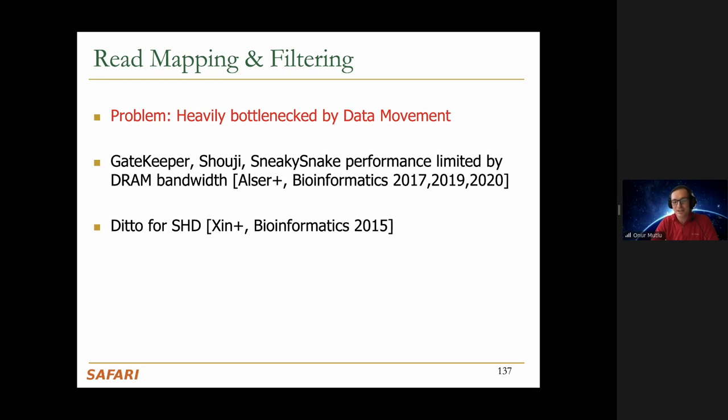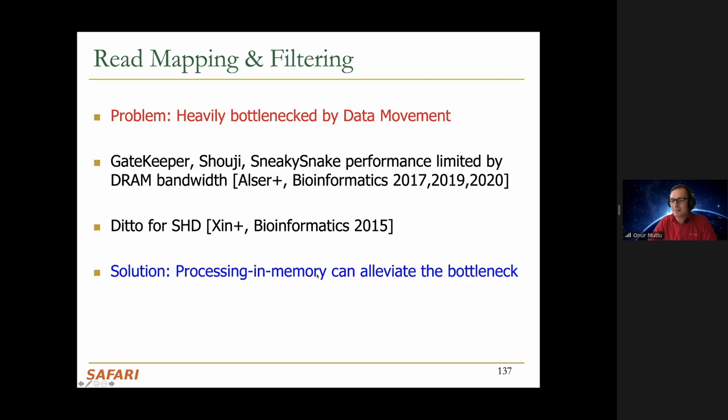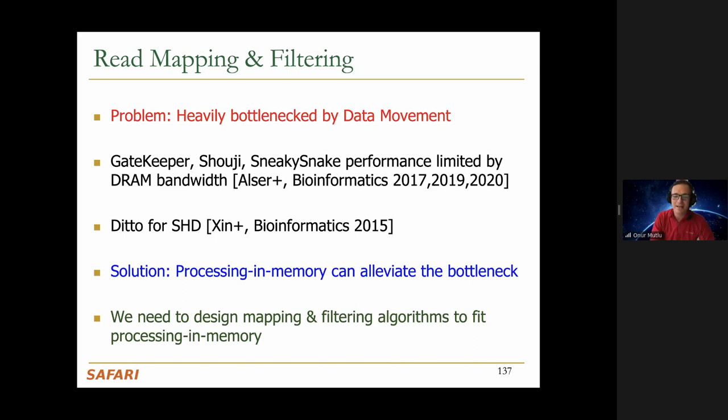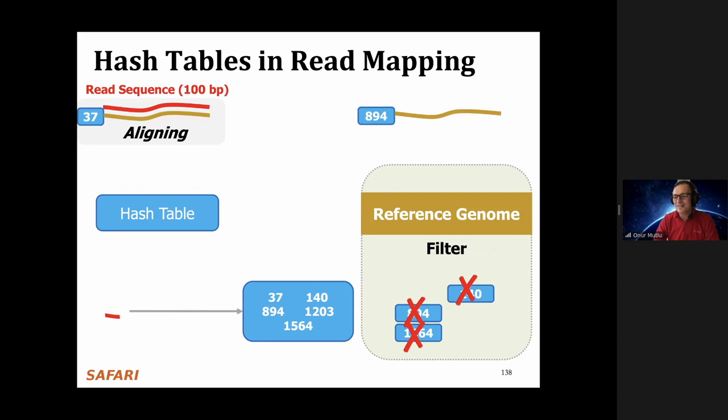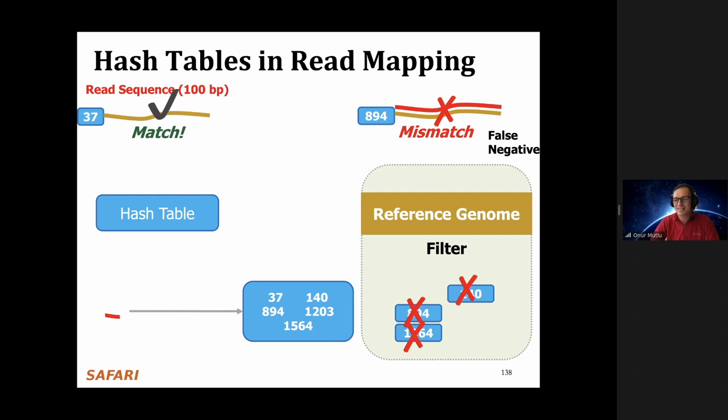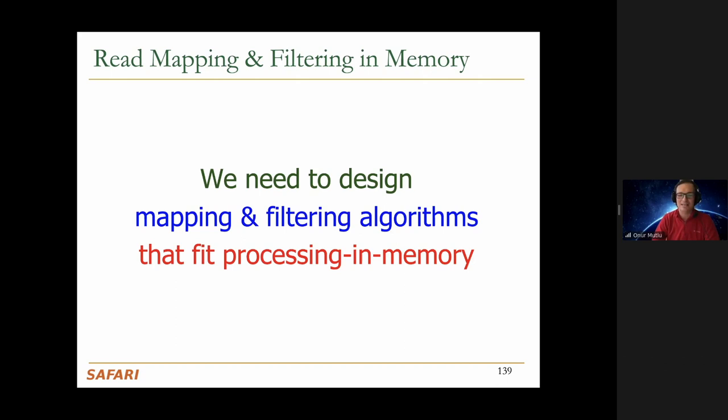So basically, the solution direction that we've been pursuing is that processing in memory can alleviate the bottleneck. But we need to design mapping and filtering algorithms to fit processing in memory. So if you look at the filtering algorithms that we discussed that are hash table based, they don't fit as nicely to processing in memory, because you need to do a lot of hash table lookups, a lot of dependent memory access, et cetera. Of course, you could accelerate them using near data processing. But I think there's a better way of representing the reference genome, as well as doing bitwise operations as much as possible in processing in memory systems or processing near memory systems, so that you can get good results. So this is another example of algorithm architecture co-design clearly.